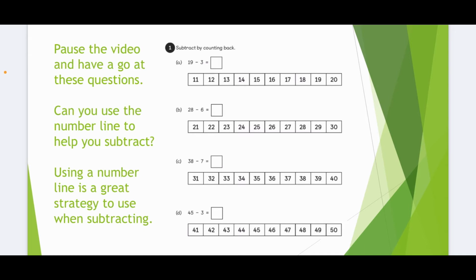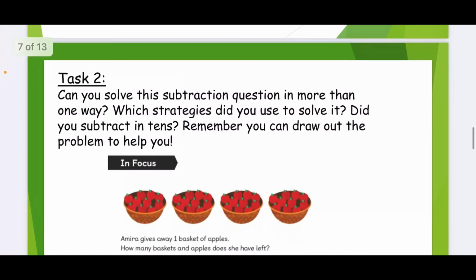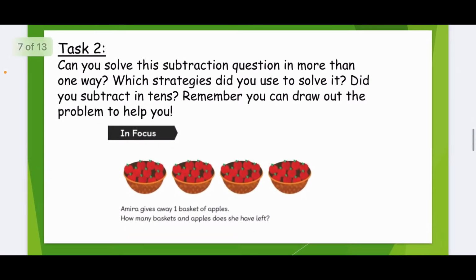So there are 4 number lines on the screen with some subtraction questions for you. Can you use the number line to help you subtract? Once you're finished, let's have a look at this other task together. So again, you might want to pause the screen here so that you can have a good read at it and then complete the question.